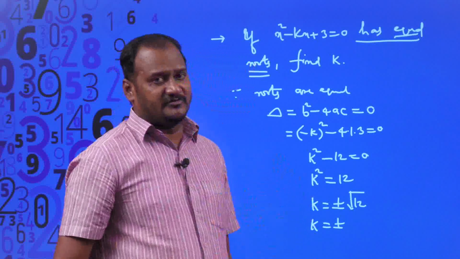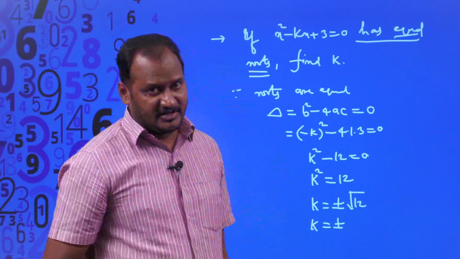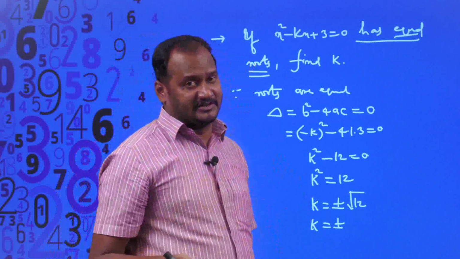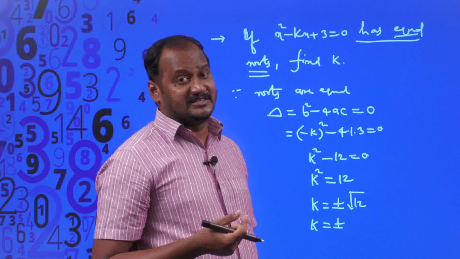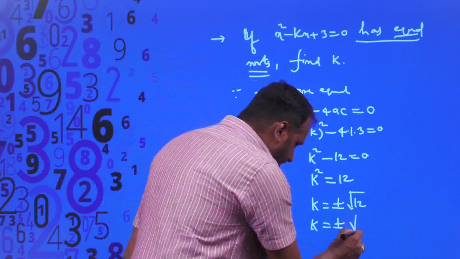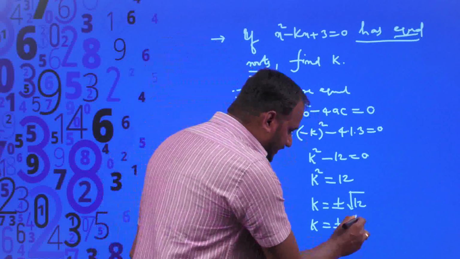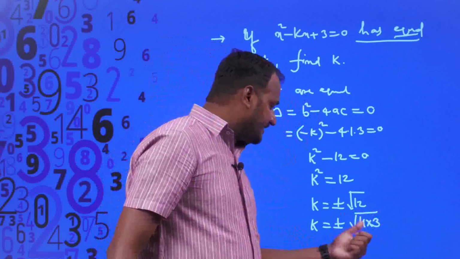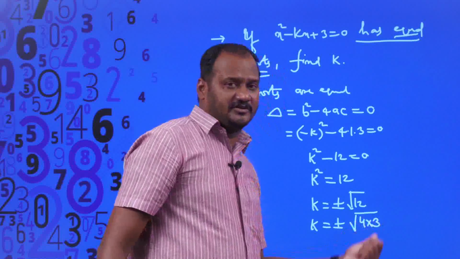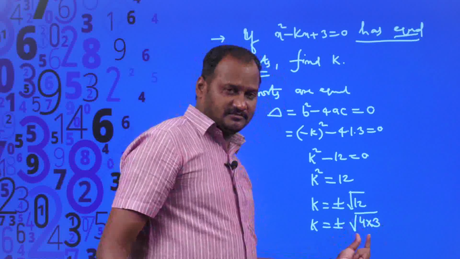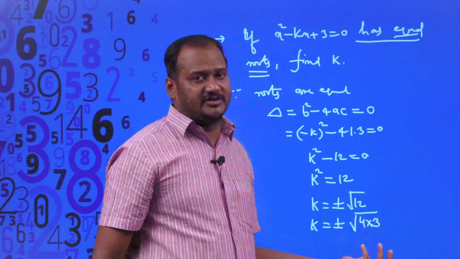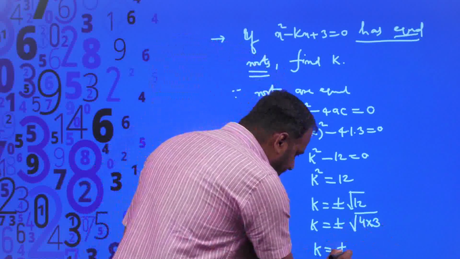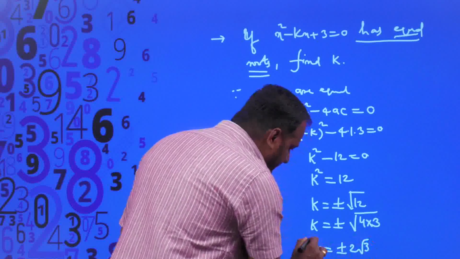Can you simplify the 12 further, because it is inside the square root? If you can factorize the 12, and if one of the factors of 12 is a square number, we can write it in the simplest form. The factors of 12 are 4 and 3, so you can write it as 4 into 3. Now it can be written as square root of 4 into square root of 3. So square root of 4, obviously, is 2, and square root of 3 is irreducible. So therefore the value of k is equal to plus or minus 2 root 3, right?